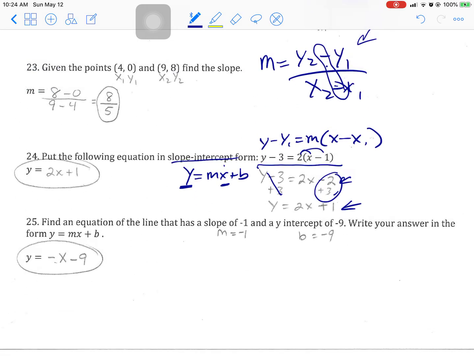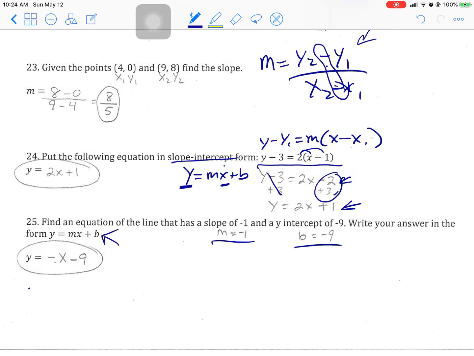The ones on the final are going to have quite a few steps. I don't know that you get one that simple, but you should certainly know how to convert from one form to the other. All right, find the equation of the line with a slope of -1 and a y-intercept of -9. Put your numbers in this form.